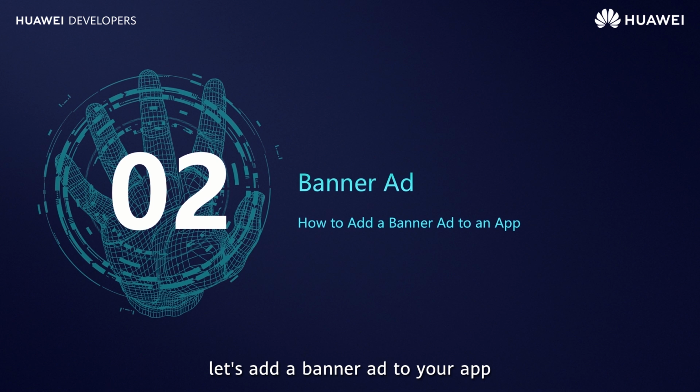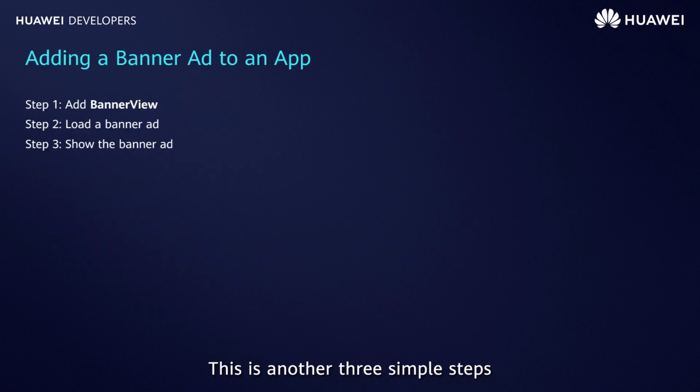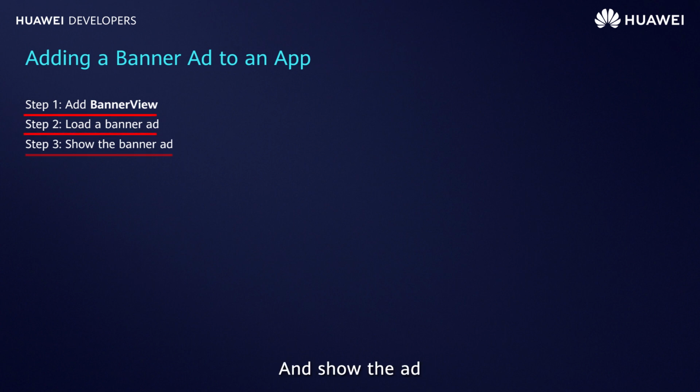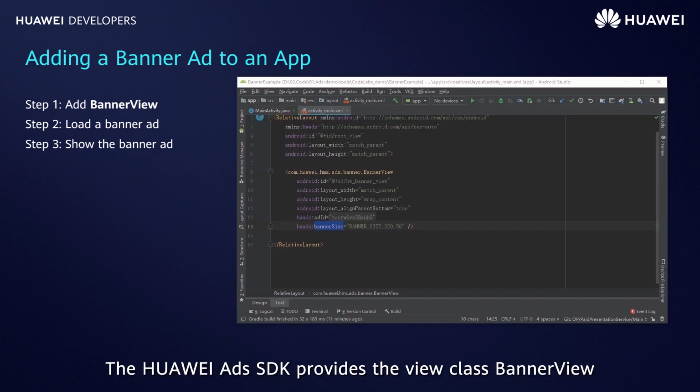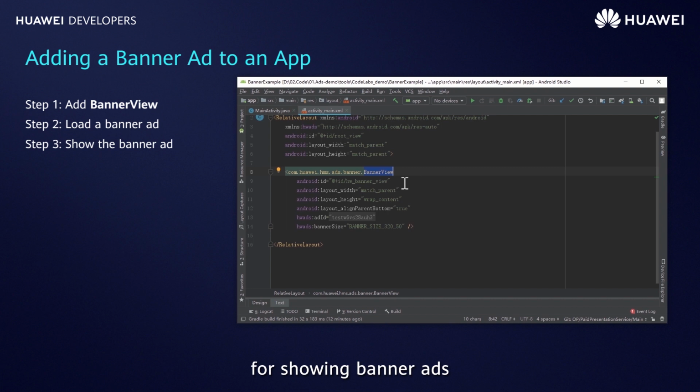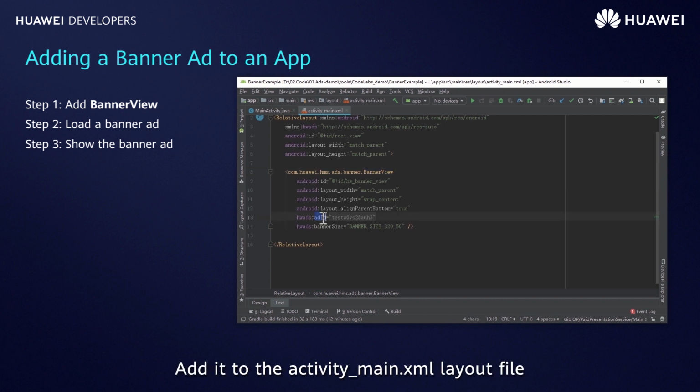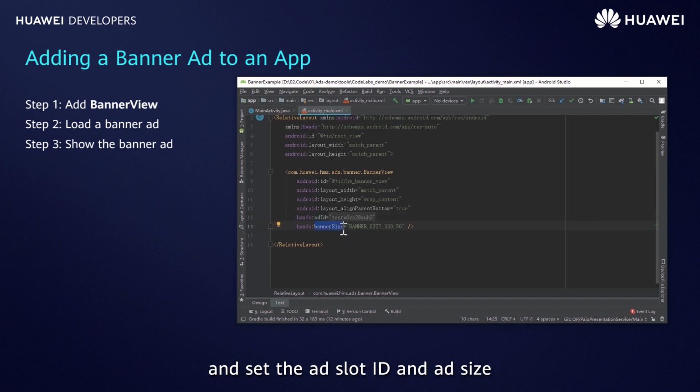Next, let's add a banner ad to your app. This is another 3 simple steps. Add banner view, load a banner ad, and show the ad. Let's walk through the process. The Huawei Ads SDK provides the view class BannerView for showing banner ads. Add it to the activity_main.xml layout file and set the ad slot ID and ad size.